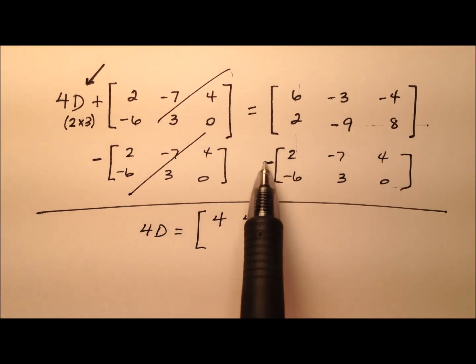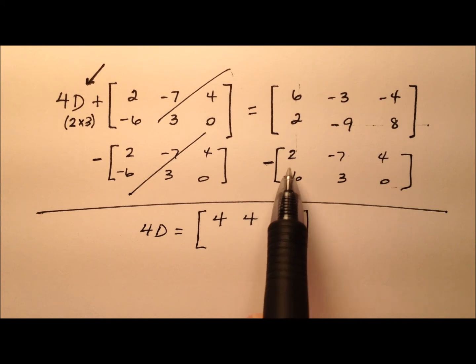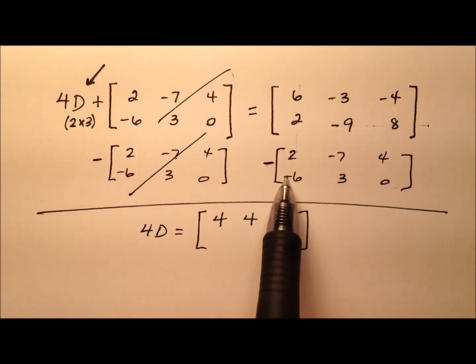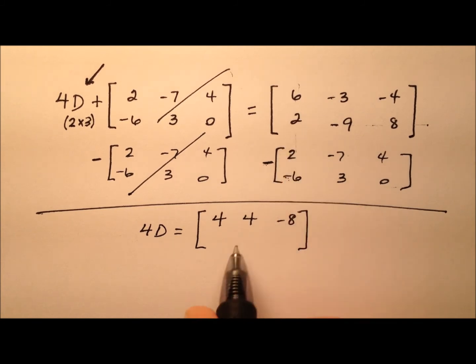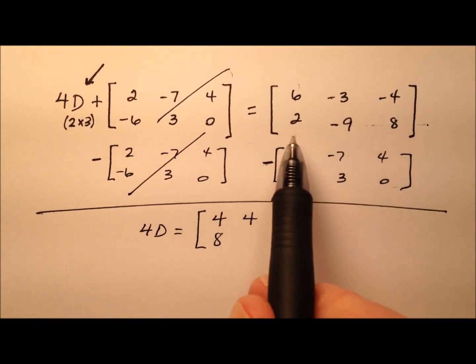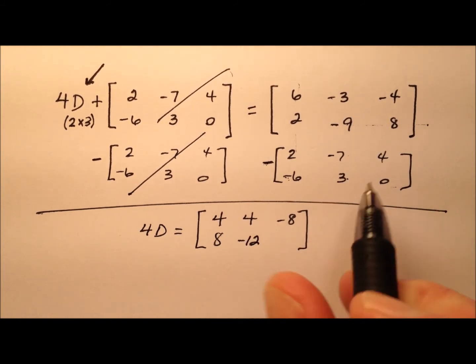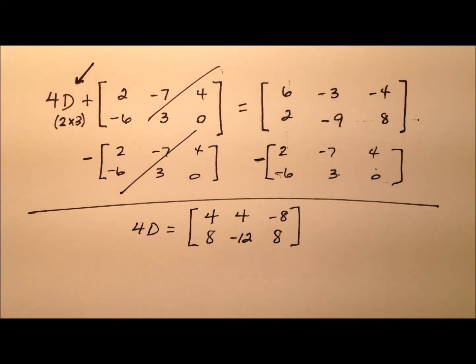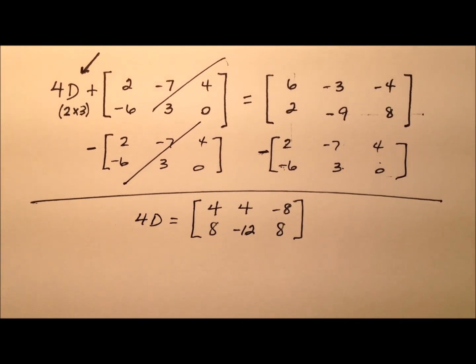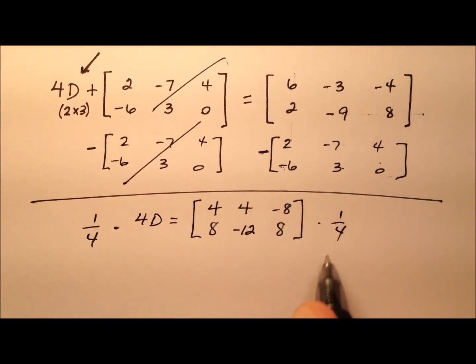And then we have -4 minus 4, and that'll give us a -8. And then we have a 2 minus a -6. And again, the subtraction of a negative makes addition, so 2 plus 6 is +8. -9 minus 3 will be a -12. And 8 minus 0, of course, that's just going to be a nice 8. Okay, so what we can do now is multiply both sides by 1/4.